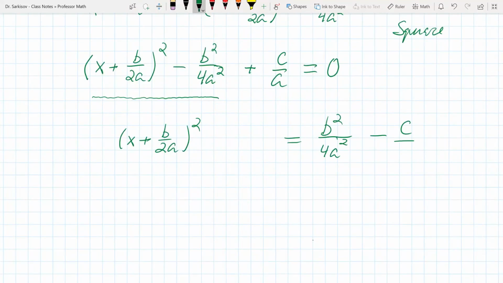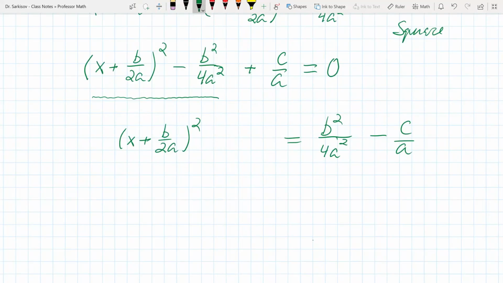Now look, what happens is I have just the x material on the left side, right? The expression x plus b over 2a, squared. How do I get rid of the square? Let's take the square root, right, of both sides. In other words, if I had asked you, what is x squared equals 9? You would tell me x is equal to plus or minus the square root of 9, which is plus or minus 3. Don't forget the plus or minus.